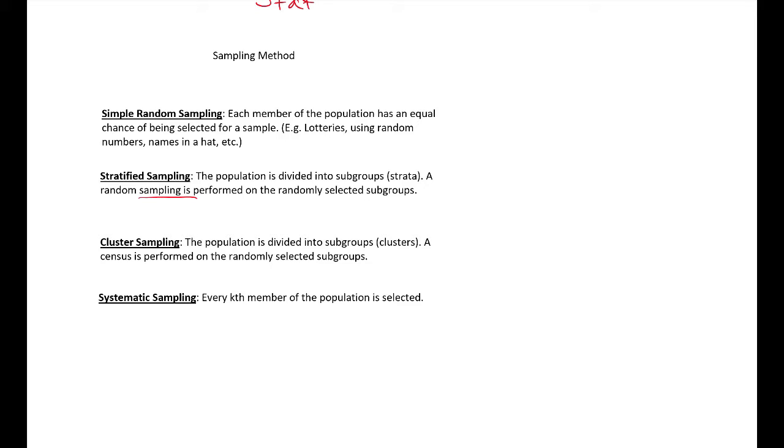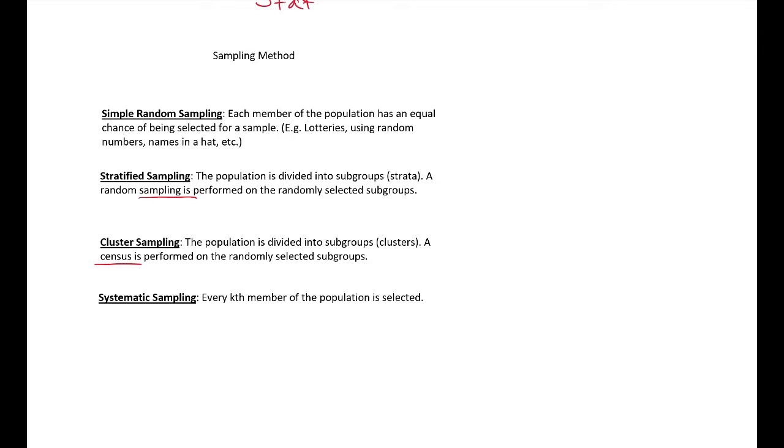On the other hand, cluster sampling begins the same way. You divide your population into subgroups, and then you randomly select some of those subgroups. But then once you have your subgroups, if you ask everyone within that subgroup, which we call a census, I've performed cluster sampling. So that's the difference. Both stratified and cluster have subgroups. Stratified, you're only going to ask some of the people within your selected subgroups. Cluster sampling, you're going to ask everyone within your selected subgroups.